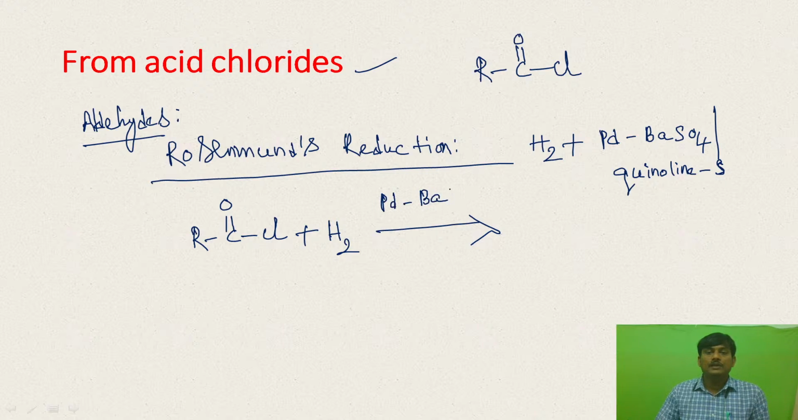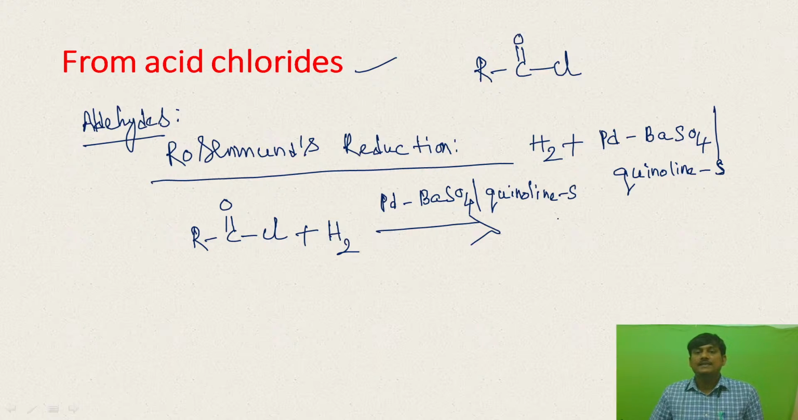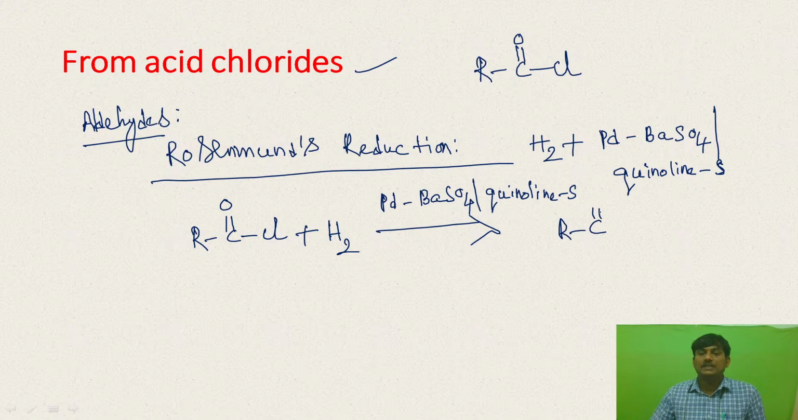deposited over barium sulfate and poisoned by quinoline and a trace amount of sulfur. Simply there is a replacement of chlorine by hydrogen and there is a formation of the respective aldehyde and also hydrogen chloride. So this is the very simple and best method for the preparation of aldehydes from acid chlorides.